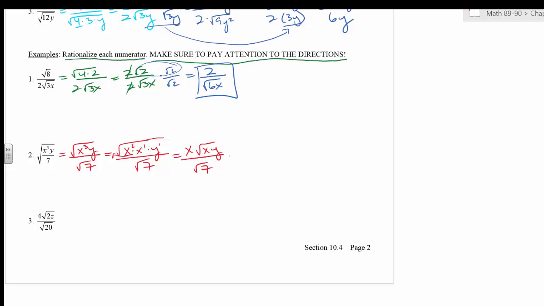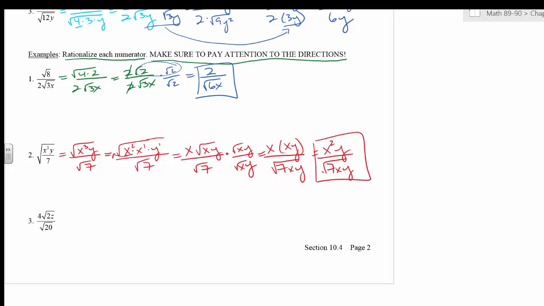So I would then multiply top and bottom by the square root of xy because I'm rationalizing the numerator, not the denominator. So on top, I end up with x times, what's the square root of xy times the square root of xy? It's just xy. And on bottom, we end up with the square root of 7 times the square root of xy, which is the square root of 7xy. On top, what's x times xy? So we did a little bit of review work on multiplying monomials, and we just end up with x squared y over the square root of 7xy.